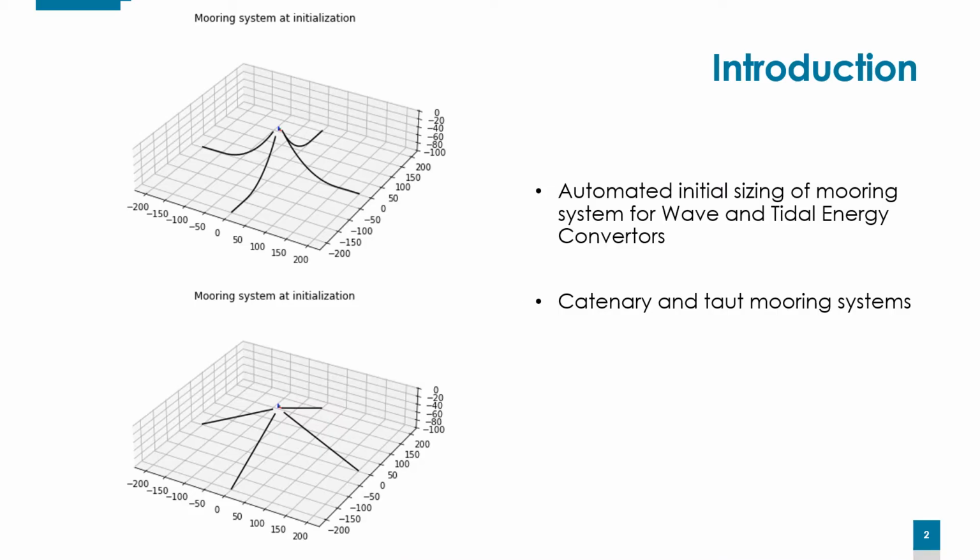The mooring module will be used for the automated initial sizing of mooring systems, both catenary and taut, for wave and tidal energy converters. The mooring system provides a vital element of station keeping the marine renewable energy device within the required offset envelope, meaning the survivability of the dynamic power cable, allowing power produced to be exported to the grid.